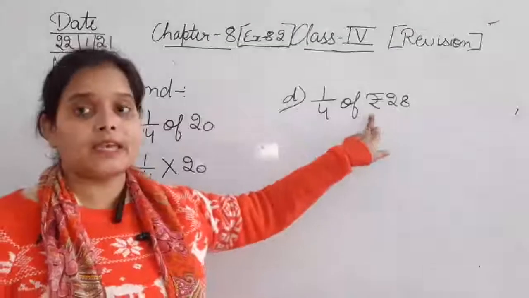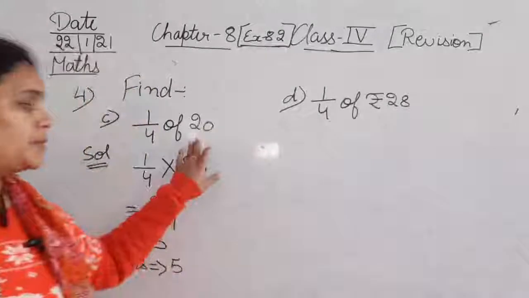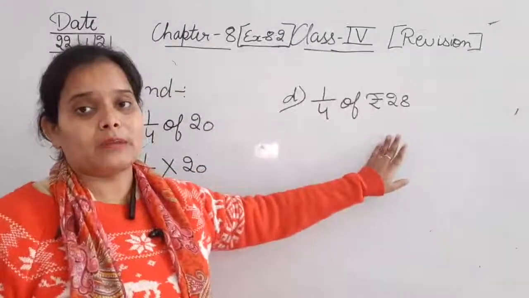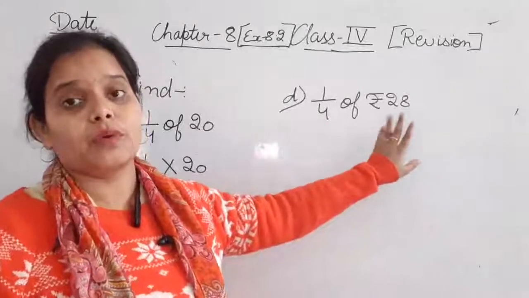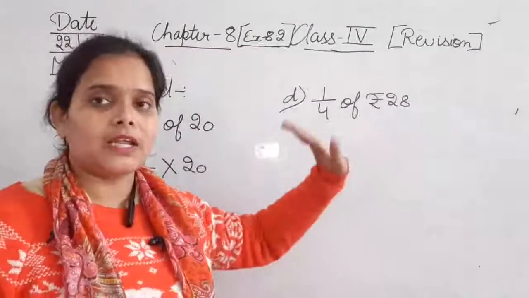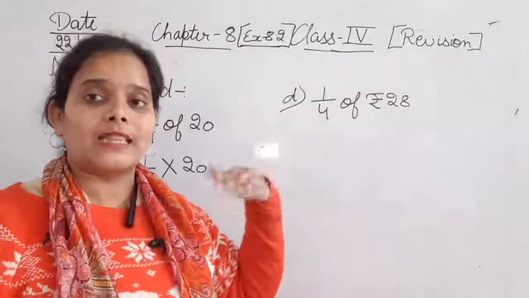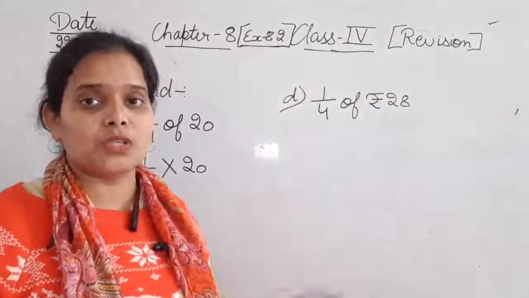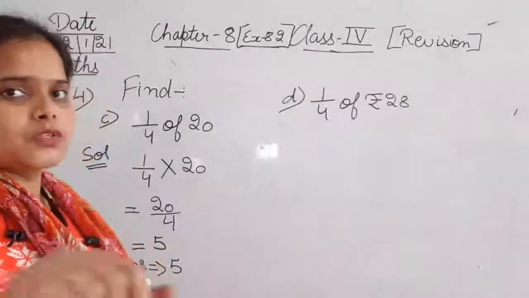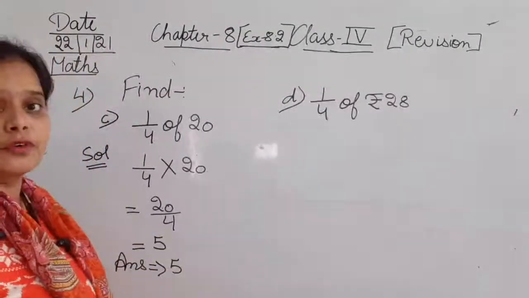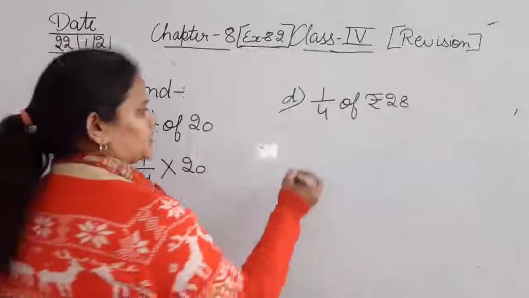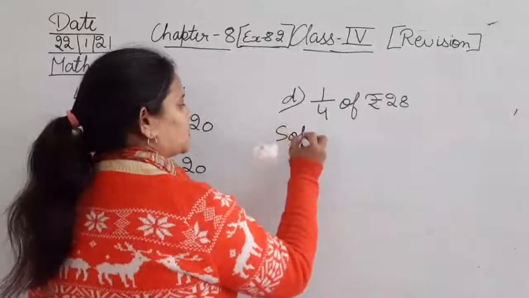अब देखिए here they have used, अभी यहाँ तक हमने simple numbers थे. Now here they have used the unit as well. So that means now we have to find 1/4 of rupees 28. Okay, but the method that we will use, that will be the same as we were using earlier. Okay, so let's find out 1/4 of rupees 28. Okay, that is the solution.